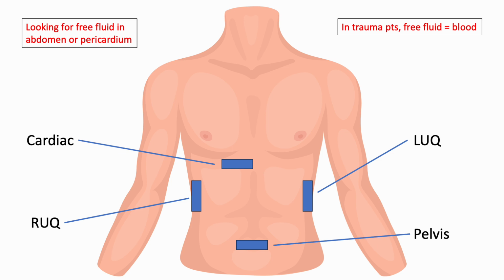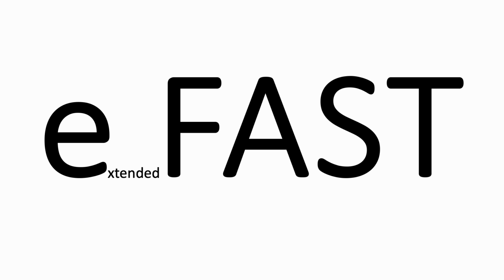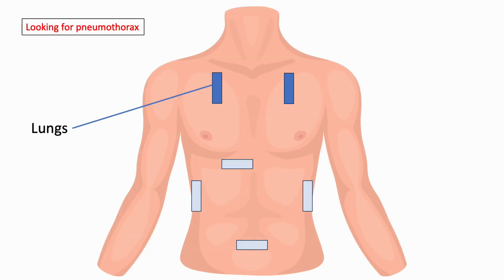Our 4 primary windows for this exam are the right upper quadrant, the cardiac, left upper quadrant, and the pelvis. Now we'll add one more thing on the FAST exam and have what's called the EFAST, or the Extended FAST exam. Now the EFAST tacks on lung views, and what that's doing is looking for pneumothorax. So obviously something we worry about in trauma, so this just adds a couple more views to evaluate whether we think this patient may have a pneumothorax.